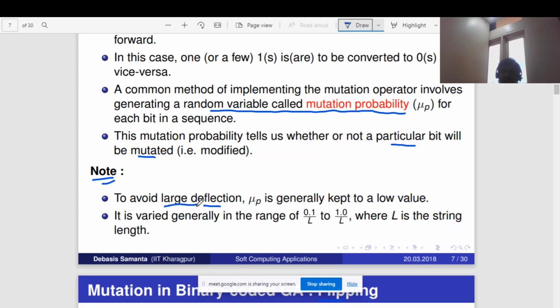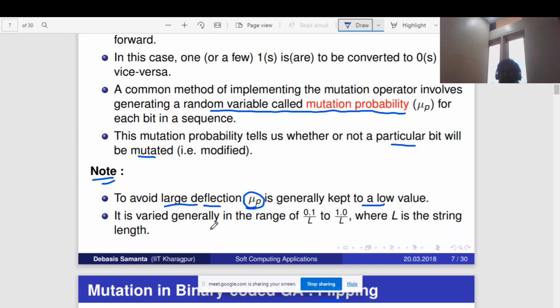So generally if you see, mutation will not affect the entire chromosome, it will affect only a small part of the chromosome. So generally mutation is not going to change too much of the features, it is going to make some slight changes. So in that context, to avoid larger deflection, this mutation probability value is generally kept low.